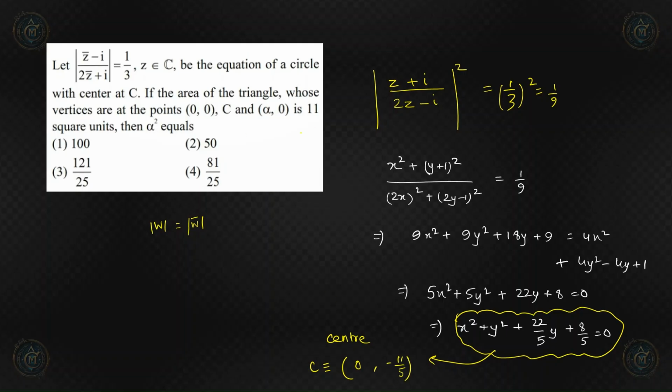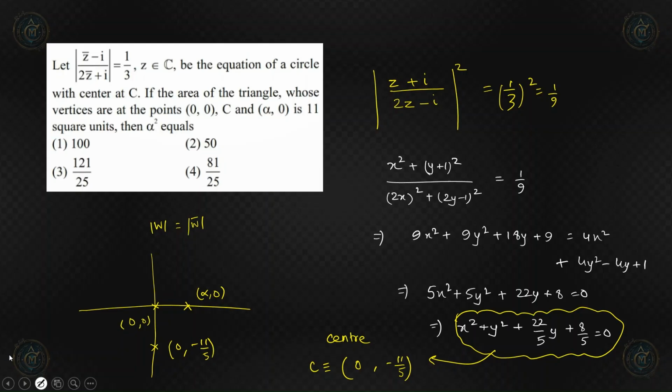Now, if the area of the triangle whose vertices are the points origin... okay, so let us draw the rough diagram in this case. This is the origin, and we have this point alpha comma 0. We can take this alpha point anywhere, it doesn't matter whether on this side or this side. So let's take this alpha comma 0 here, and this point here, 0 comma minus 11 by 5.